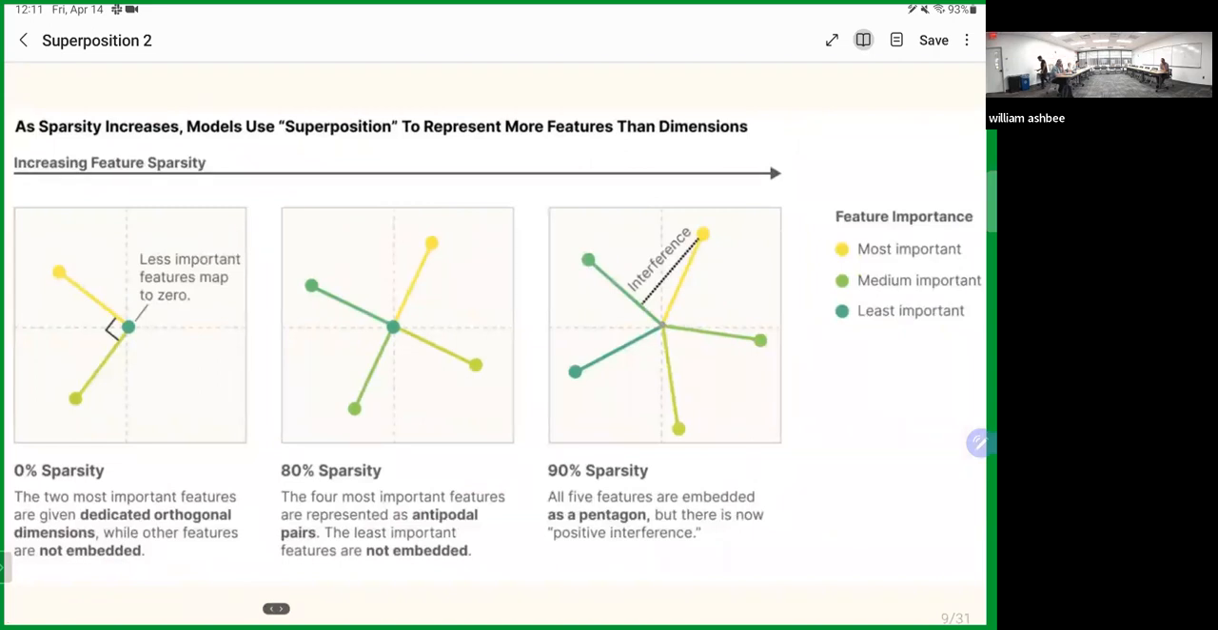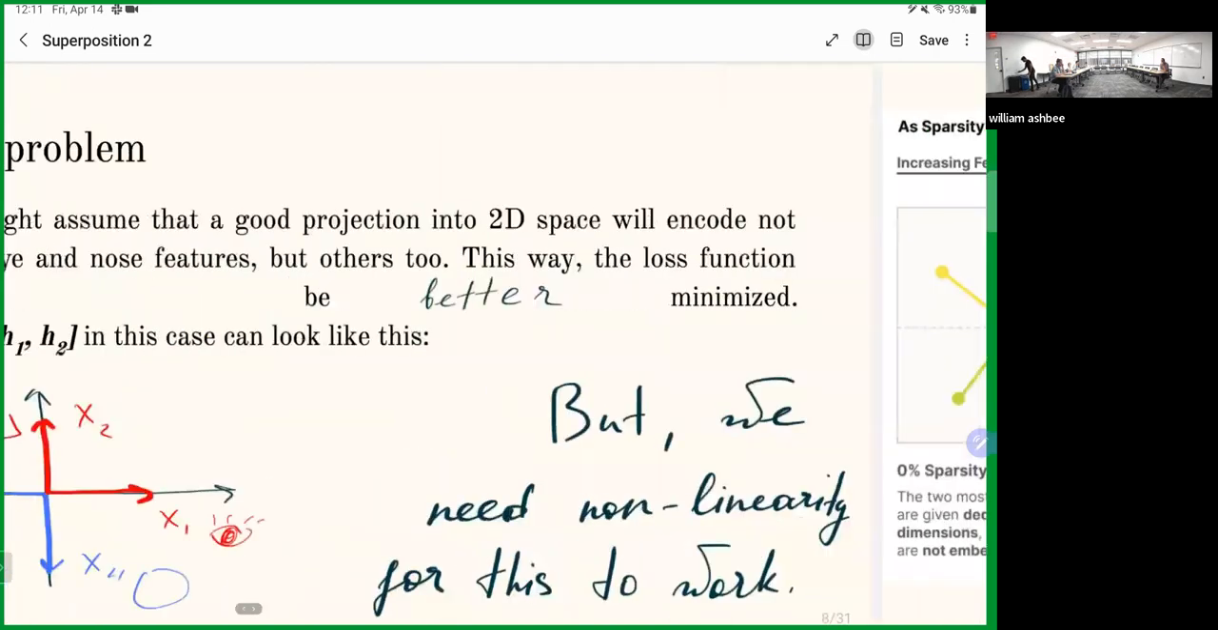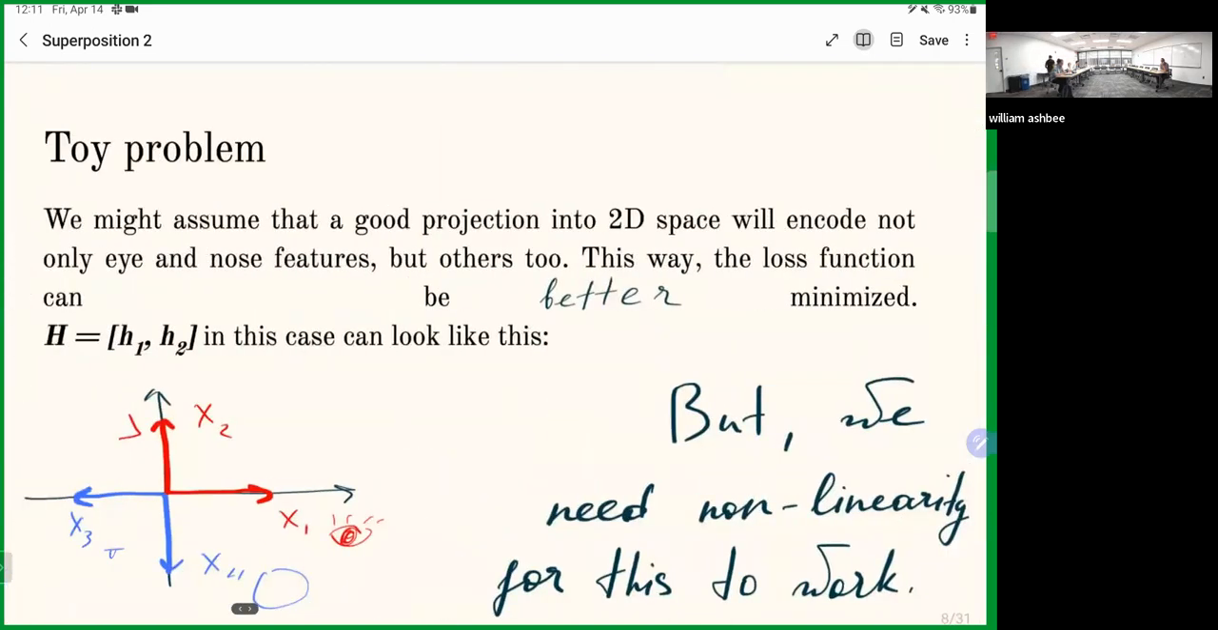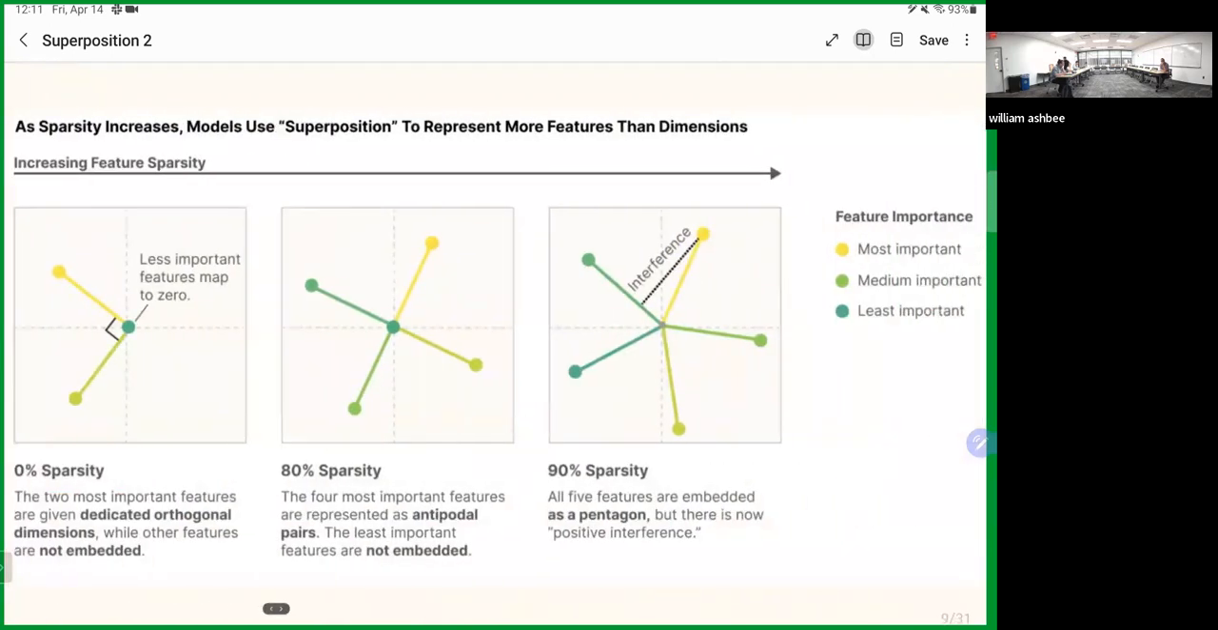This can happen in many ways. The case we consider here is relatively simple, but if there are more features and the model tries to represent them all, they might start to look like five-pointed stars. Okay. We got an idea and intuition of what superposition is.